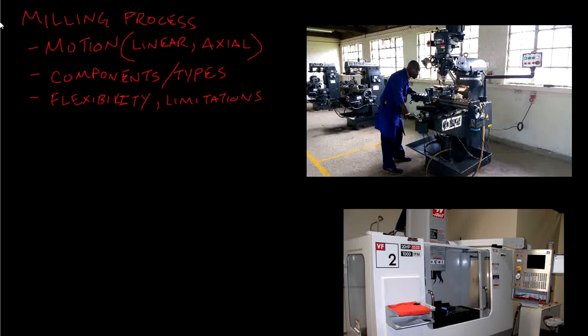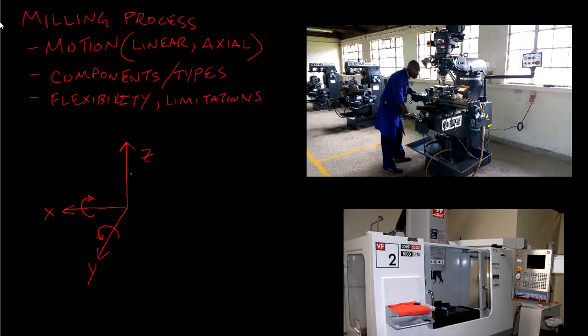Okay, so most mills, if we go back through history, would move in the Z direction, the X direction, and the Y direction. And as we needed to make more complex parts, or we felt we needed to, we started adding rotation to these axes.